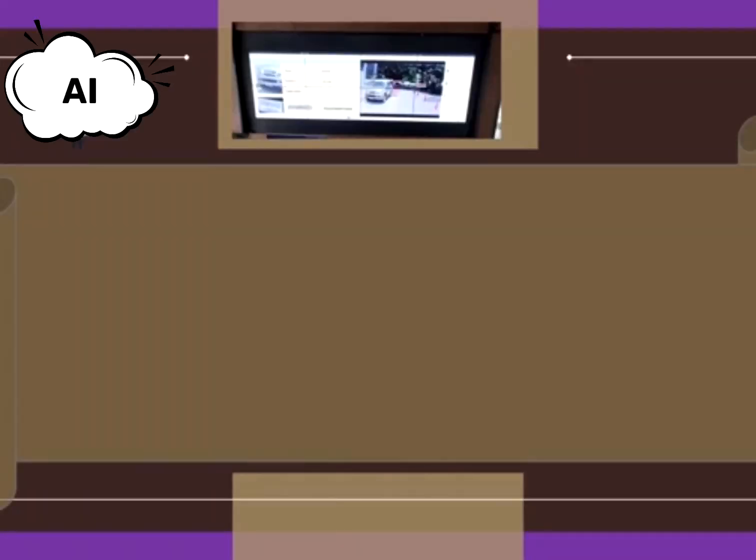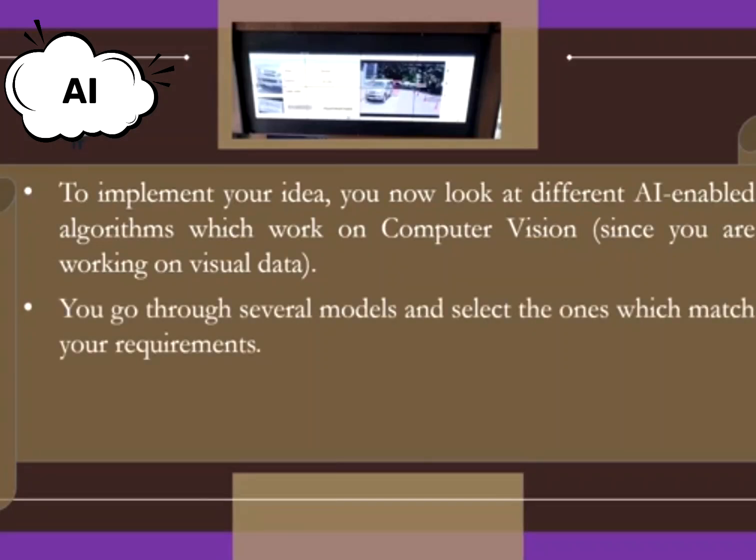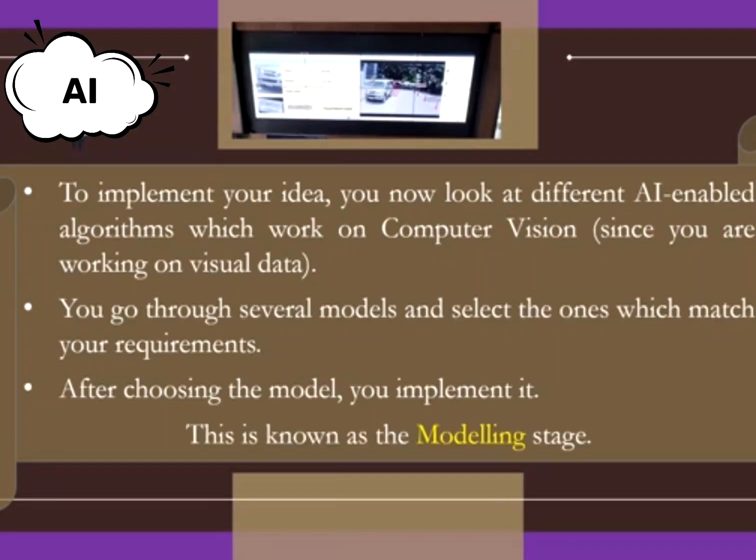So this is the fourth stage where we need to implement our idea, looking into a different AI-enabled algorithm which works on computer vision, since this is working on visual data. We need to go through several models and select the one which is appropriate and which is efficient. After choosing the model, we can start to implement it. This stage of AI project cycle is called the modeling stage.